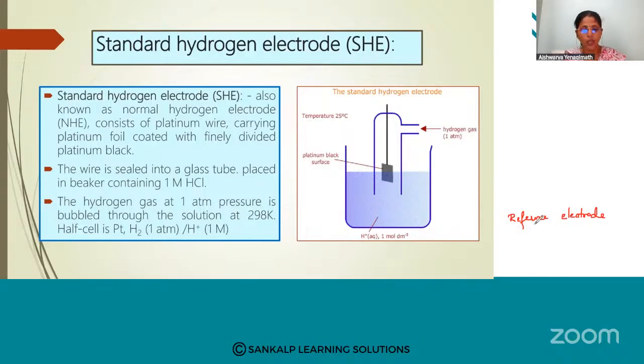Okay, fine. So very important point about this SHE, the standard hydrogen electrode, is that it can behave as an anode as well as a cathode. Now the question is how it can behave as an anode or a cathode. We'll see it.